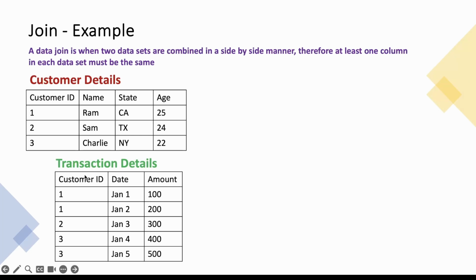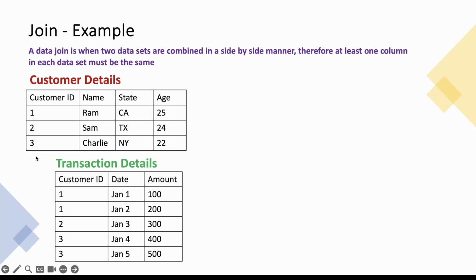Now you have another table which is called transaction detail. For this table, you have transaction detail for each of the customers. So you have three variables: customer ID, date, and amount. And for each customer, you have multiple records. Over here you can see for customer ID 1, for January 1st you have amount 100, and for customer ID 1 again, for date January 2nd you have $200, and so on.